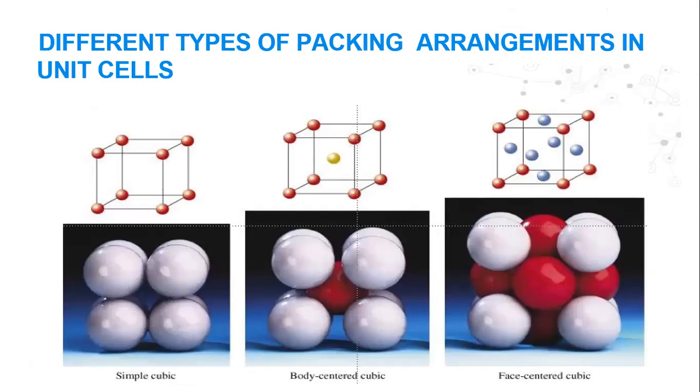Next, we will see the different types of packing arrangements in the unit cells. The first one is the simple cubic. This is the simple cubic structure. There are no other atoms, and the atoms are formed only at the corners of the unit cell. That is the first packing arrangement, known as simple cubic.